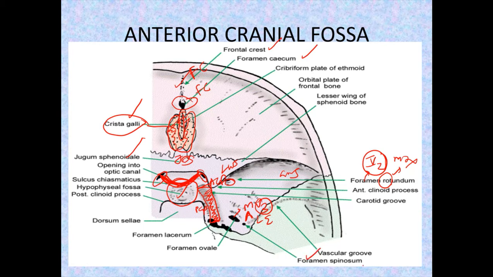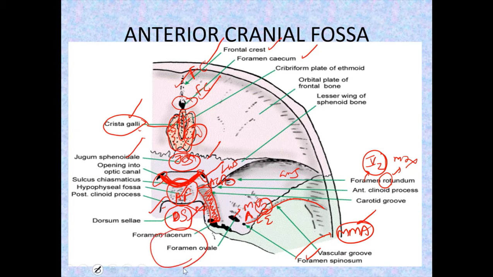And the foramen spinosum: you should easily remember that it transmits the middle meningeal artery. And this is the vascular groove for this middle meningeal artery. This is the dorsum sellae. So: frontal crest, foramen cecum, crista galli, cribriform plate, jugum of the sphenoid, and optic canal. This is the hypophyseal fossa, with the posterior clinoid process, anterior clinoid process, and dorsum sellae. As you go behind, you have the medulla oblongata passing through the foramen magnum.